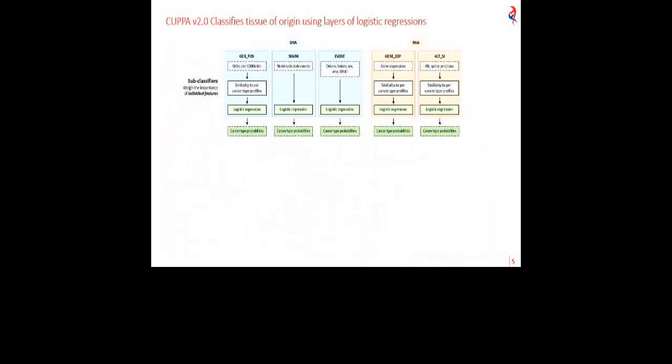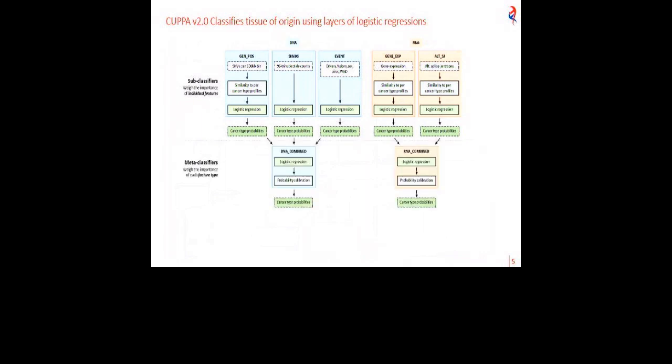Version 2 is essentially layers of logistic regressions. In the first layer, the 5 feature types that I mentioned previously flow into their own logistic regressions, and each logistic regression produces a bunch of cancer type probabilities. These probabilities are then aggregated by another layer, which produces DNA combined and RNA combined probabilities. And the last layer multiplies these probabilities together, and then you have an overall probability.